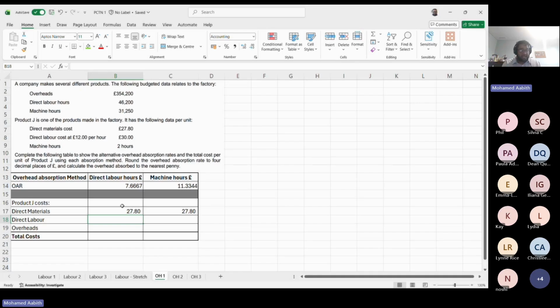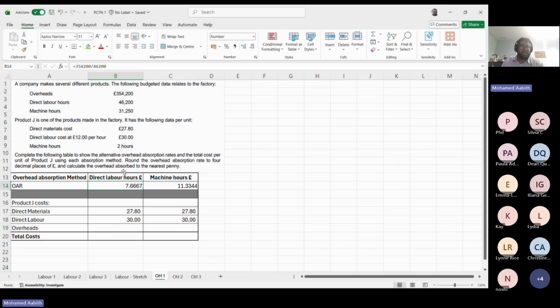Okay, so let's look at the next one. £30 labor and £30 labor. It does not change. You simply copy those 2 numbers. But now I need to absorb using direct labor hours. So if I want to absorb the overheads, I absorb by the number of activity I have done times the overhead absorption rate. So in that case, whatever that is, by how long it took us to make that particular product, and then direct labor hour in this scenario.